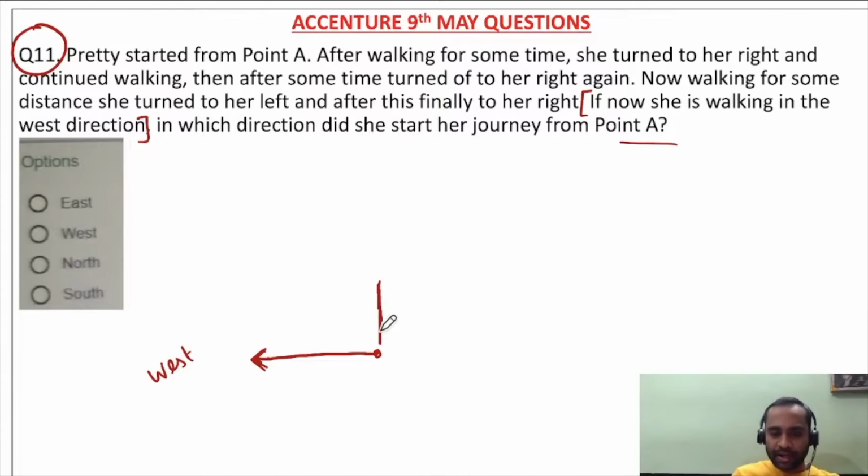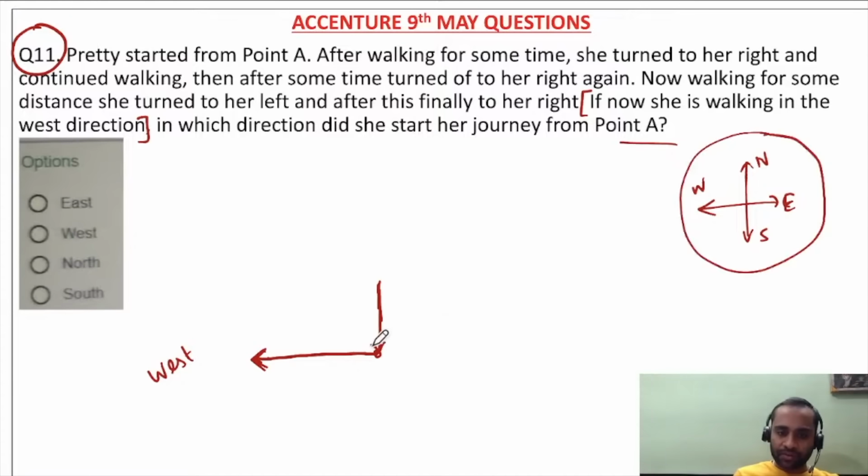Then which direction would she have been going in? North, east, south, and west. Okay, so she would have been going south, and then only the right direction will be west. Okay, fine. So this we have done.